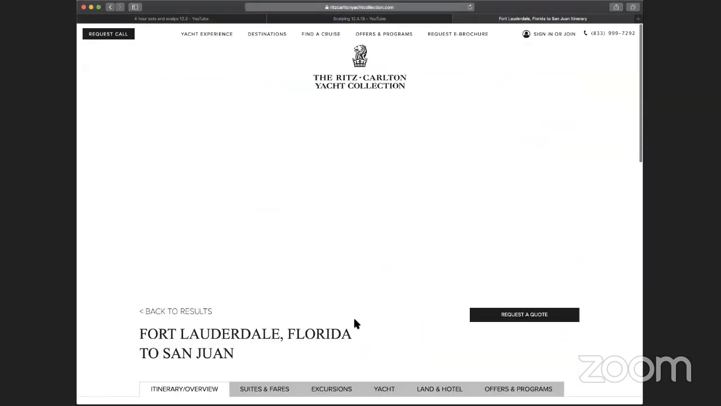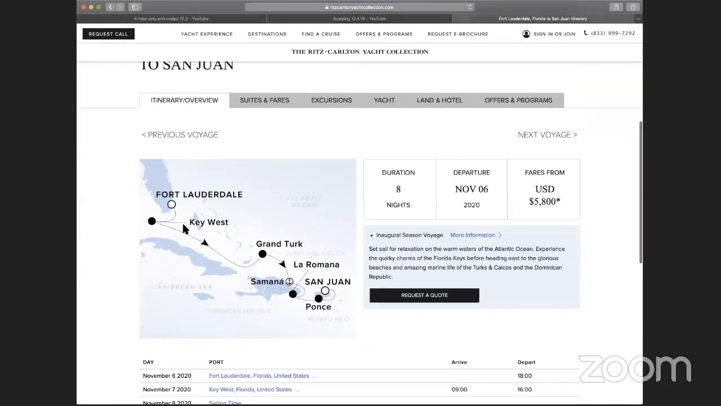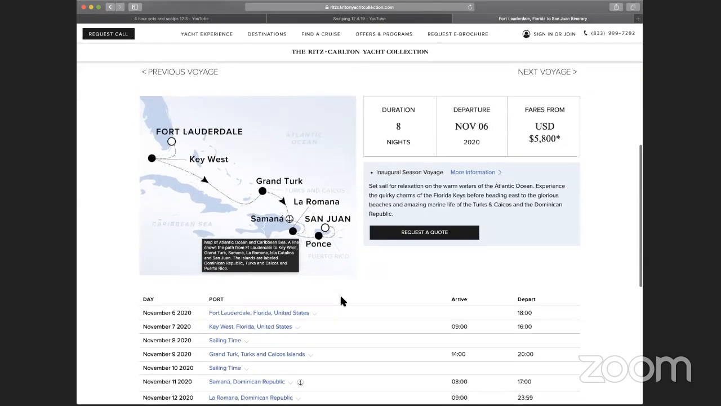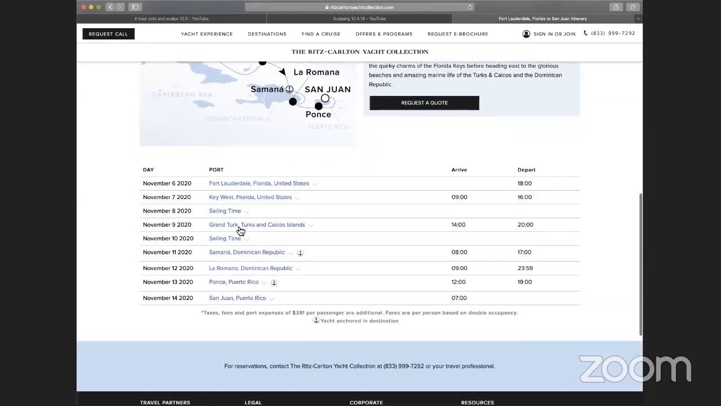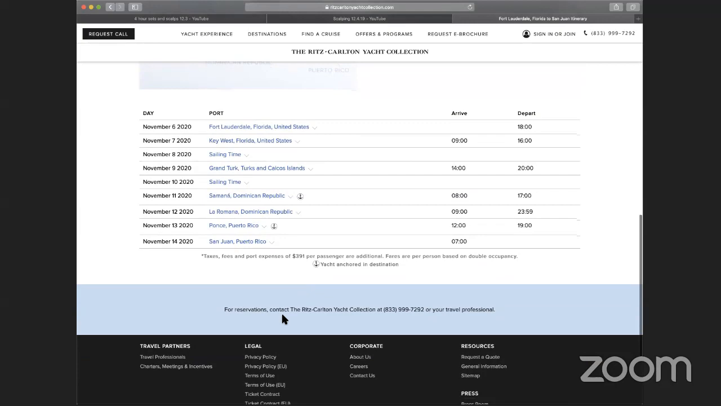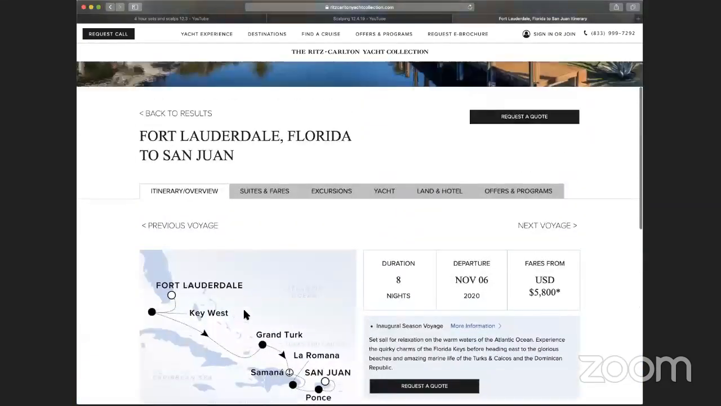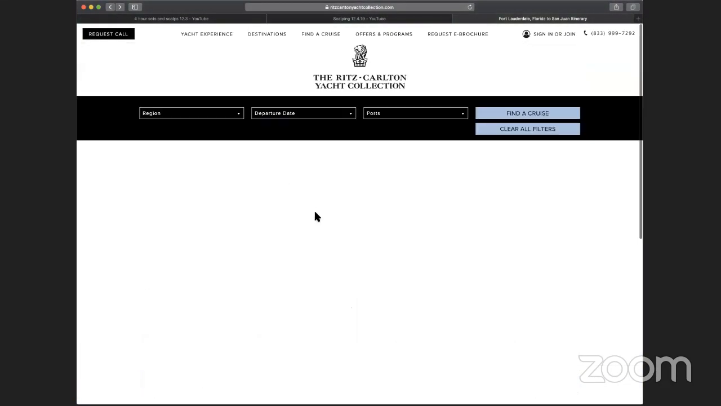I know, right? What's 2021 looking like, Jenny? Okay, well, I want to see this first. Key West, all those. This one's not bad, and it's cheap too. What about Turks and Caicos? I think it's going there.